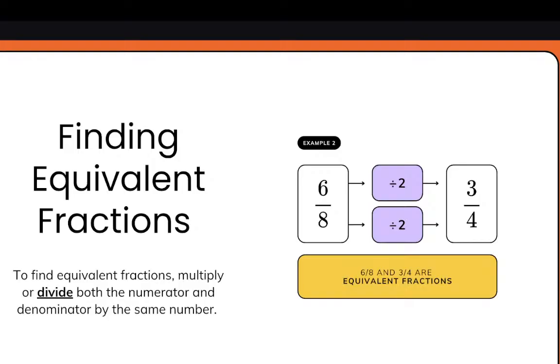But if I group the slices into bigger pieces, 2 slices per group, I now have 4 bigger pieces total, and I ate 3 of those groups. That's 3/4. Same cake, same amount eaten.